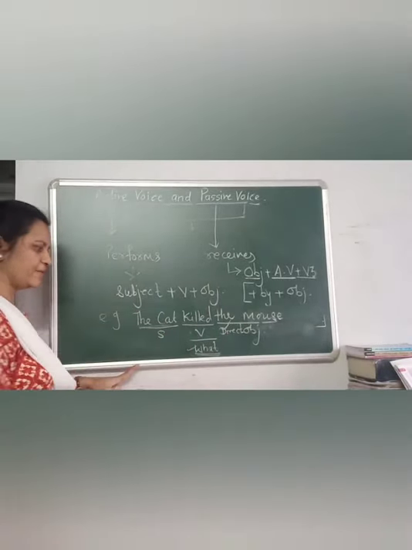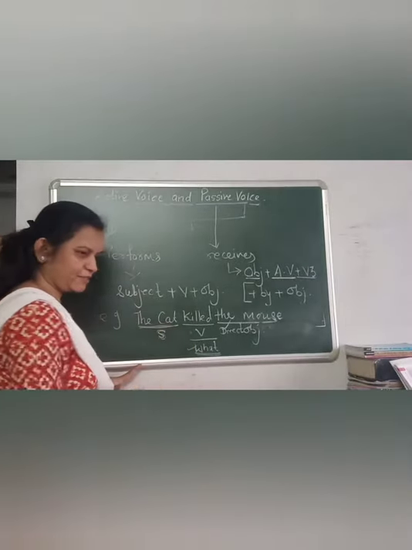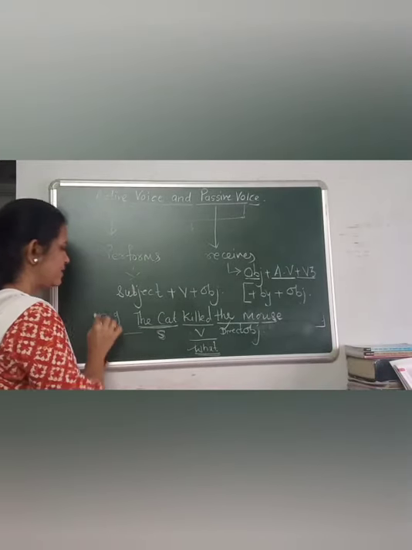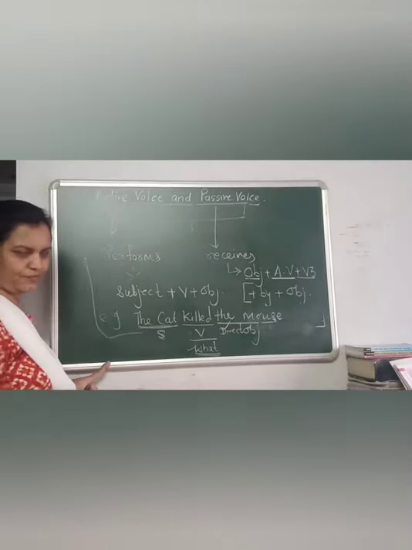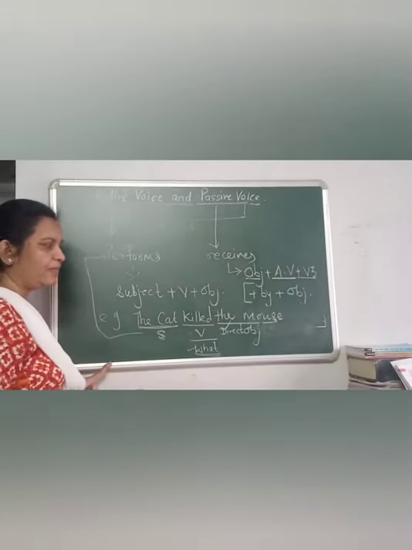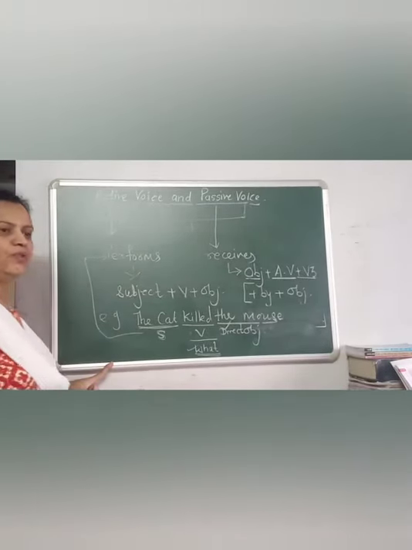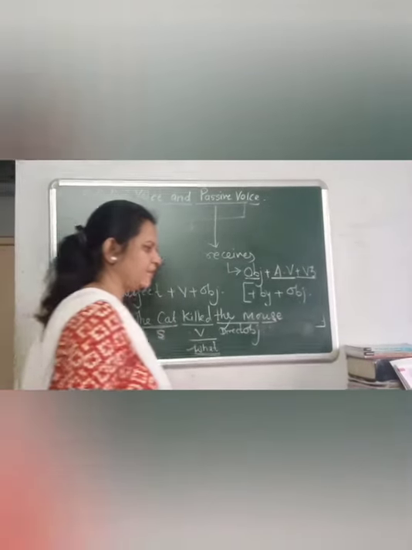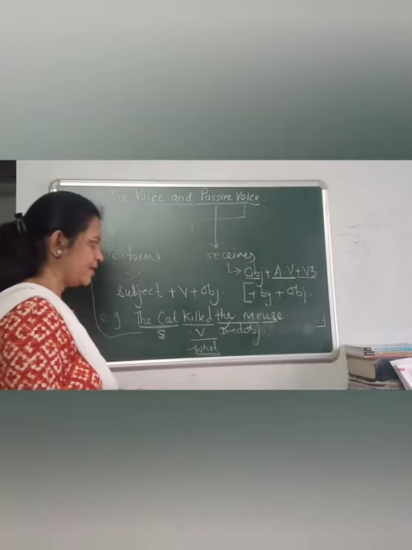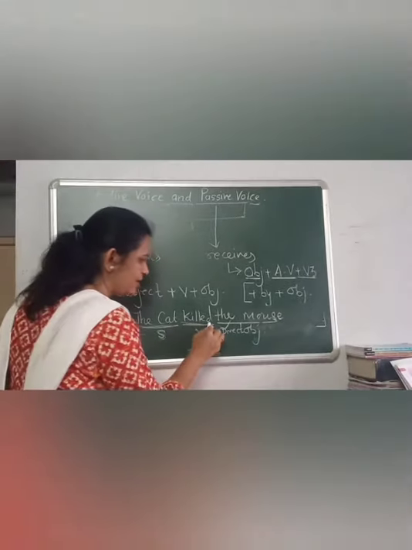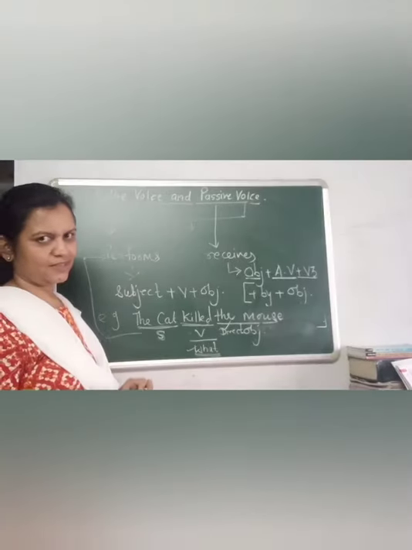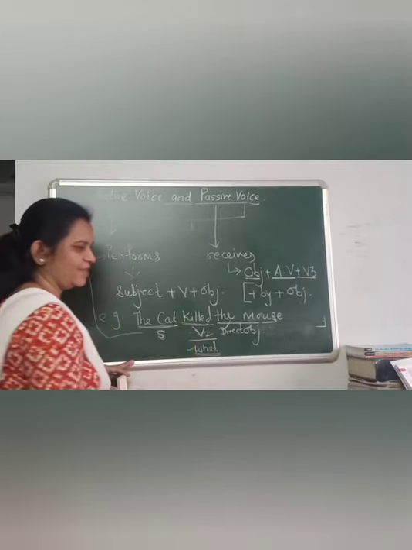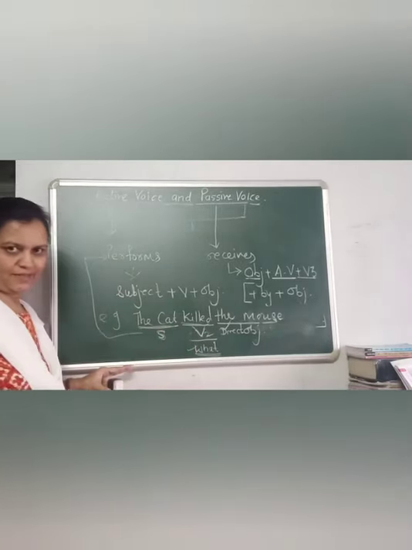Here the cat is the subject. Kill is the verb and the mouse is the direct object. Who is performing action here? Cat is performing the action. Means the cat is the doer. Cat is the subject. And that's why this is the sentence of the active voice. Which voice? Active voice. Now while converting it into the passive voice, what do we have to do? First, find out which tense is given in the sentence. In this sentence, which tense is there? Simple past tense is there. Why? Because killed means the past tense of the verb is given.